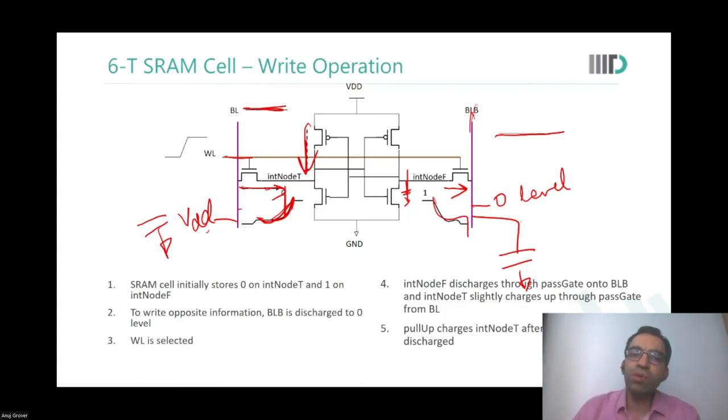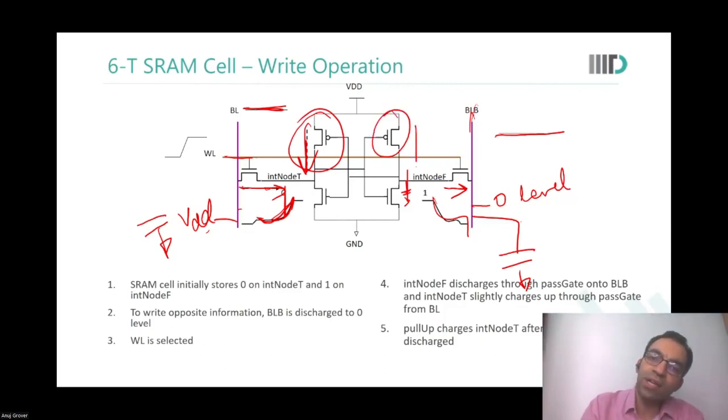Now, one simple solution would be somehow make this strong. But if you make this strong, then this also becomes strong and this starts to conduct current. Okay, so that is a harmful function. This should not conduct any current.